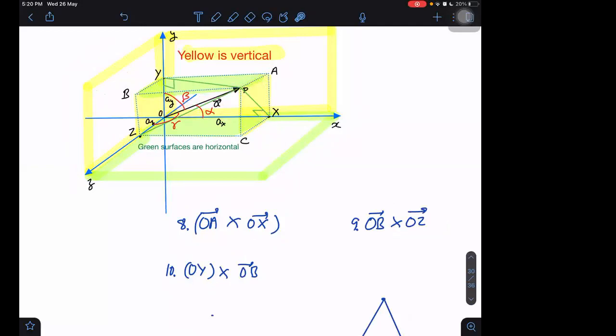Direction only we have to find. Minus K cap. Exactly right answer. I'm very happy that you are answering it right. Very nice. What about OB cross OZ?